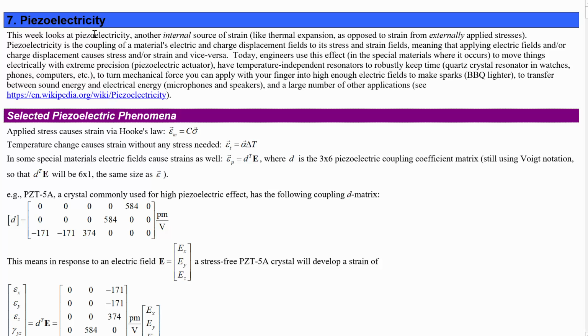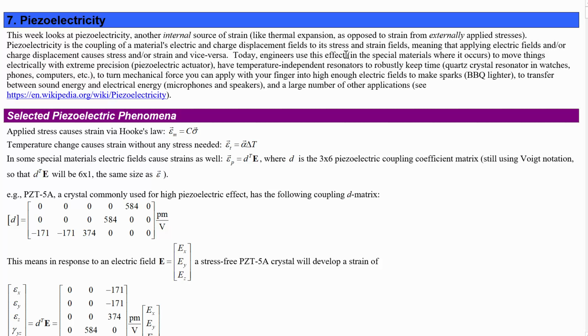This week we're going to look at piezoelectricity, which is another internal source of strain, like thermal expansion, but unlike externally applied stresses. That's what we call an external source of strain. Piezoelectricity is the coupling of a material's electric and charge displacement fields to its stress and strain fields. So this means that electric fields or charge displacements are going to cause stress and/or strain, and vice versa. You can have stress and strain causing electric fields and charge displacement. You can have charge displacement and electric field causing stress and strain.